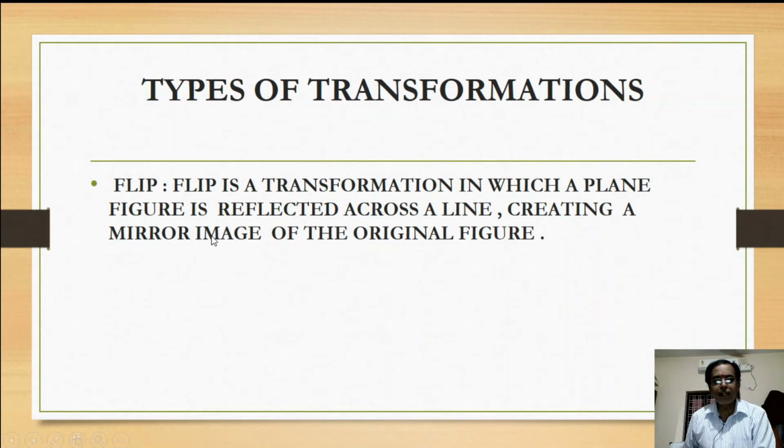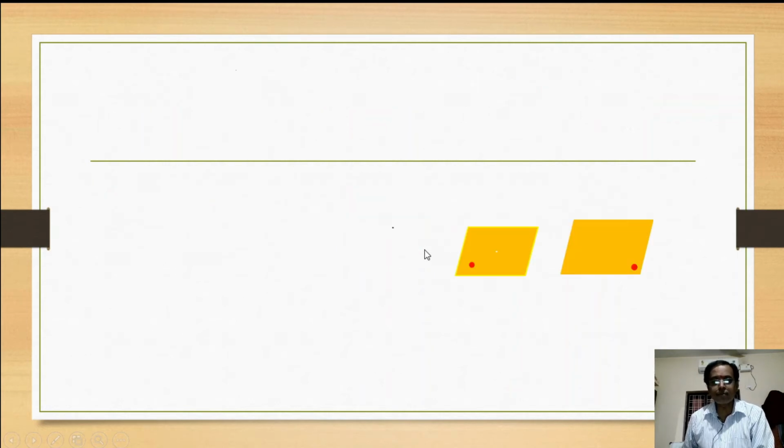Now, a very important topic here, types of transformations. Regarding congruency, the first one is flip. Flip is a transformation in which a plane figure is reflected across a line, creating a mirror image of the original figure. For example a triangle, rectangle, square, whatever it is, reflected across a line, creating a mirror image of the original figure. Let us see one example.